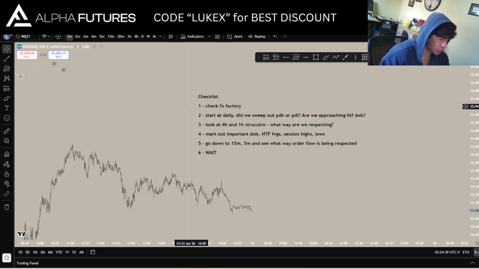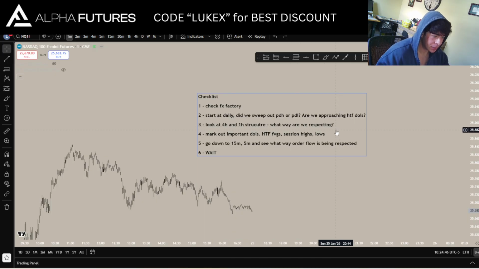The next thing you're going to want to do is start on the daily time frame. You're going to want to see if we swept out the previous day high, the previous day low. What way is the daily trending? Are we approaching higher time frame draw on liquidity? So this would be like weekly highs, monthly highs, whatever, just stuff like that, or other daily highs.